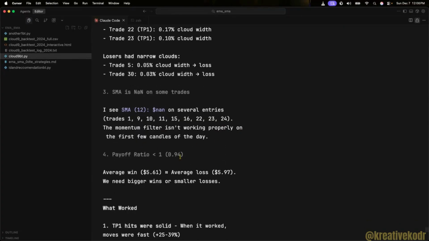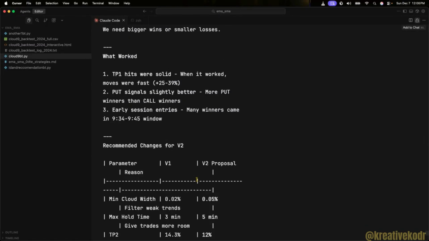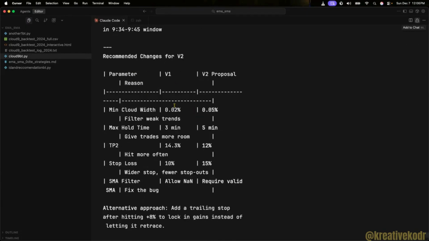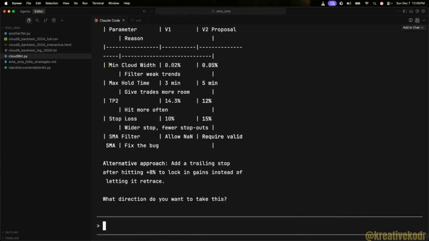The payoff ratio, the average win, is a lot less than the average loss. We need bigger wins. What worked is the TP. The puts are performing significantly better. And then the early sessions. Recommended changes: we want to increase the minimum cloud.